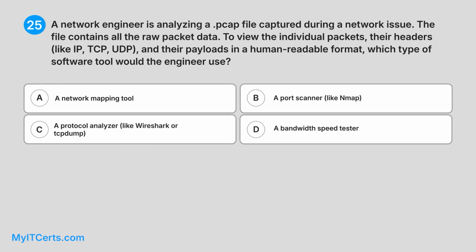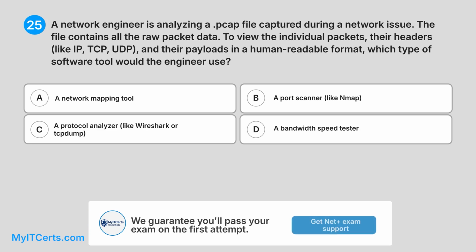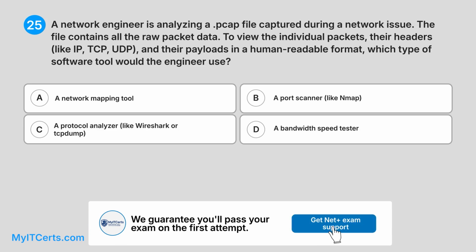25. A network engineer is analyzing a .pcap file captured during a network issue. The file contains all the raw packet data. To view the individual packets, their headers, like IP, TCP, UDP, and their payloads in a human-readable format, which type of software tool would the engineer use?